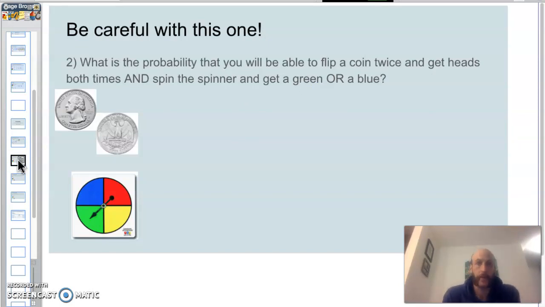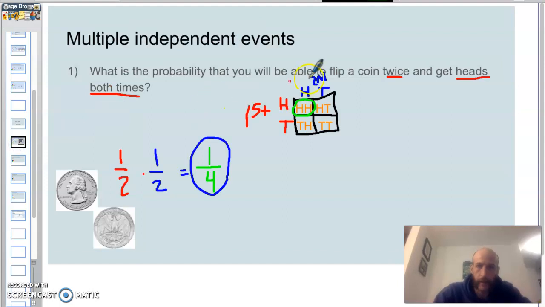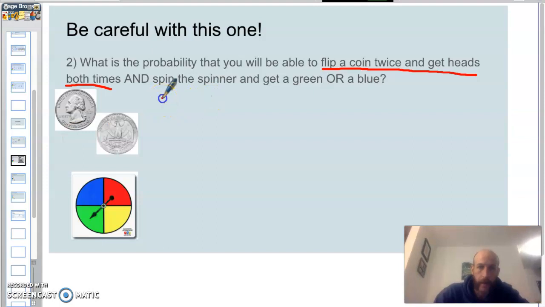Let's be careful with this one. So we are doing 2 things. It says, what is the probability that you will flip a coin twice and get a heads both times? That is the exact same problem we just did, right? What is the probability of flipping the coin twice and getting a heads both times? So I already know that that probability is 1 out of 4. This question adds something on though. It says, and spin this spinner and get a green or blue.